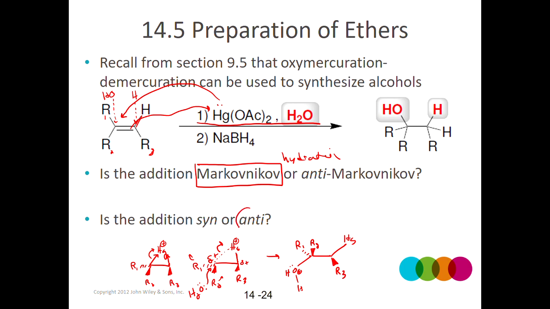So this is an anti-addition. Why is it an anti-addition? Because the nucleophile is attacking from the back side of where the mercury is leaving on that three-membered ring. It has to, because the mercury is still blocking the front side. Another water would come along and deprotonate this. I would give an OH there.